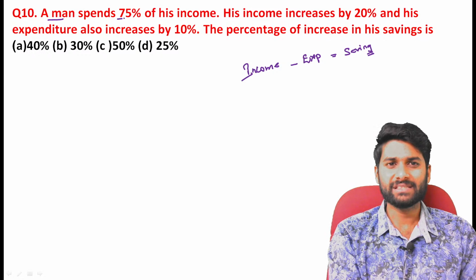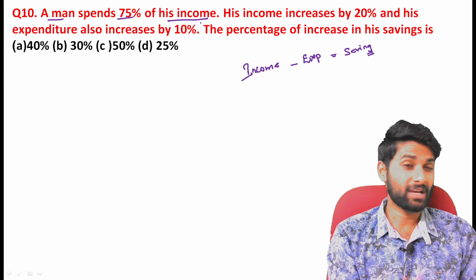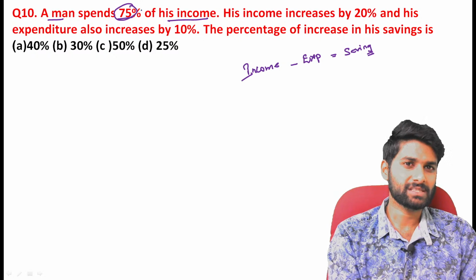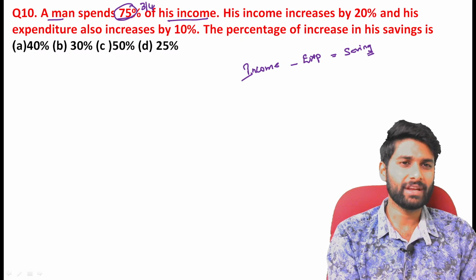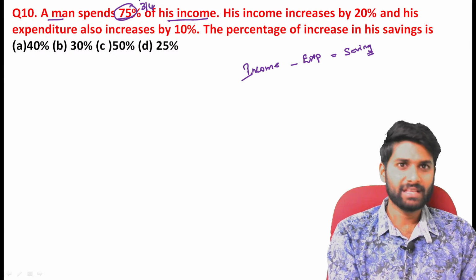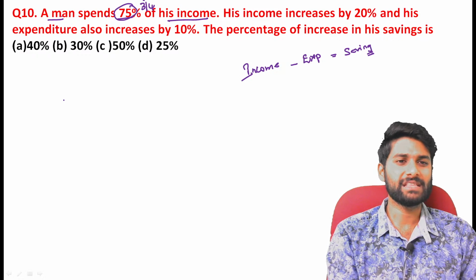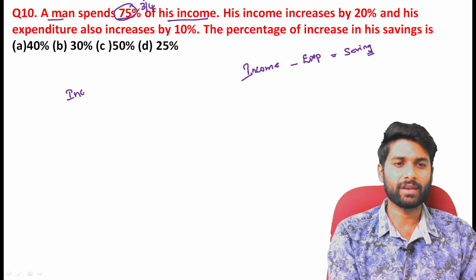A man spends 75% of his income. What is the meaning of 75%? The value becomes 3 by 4. Now read the value. A man spends 3 by 4th of his income, meaning I just assume one value of income.